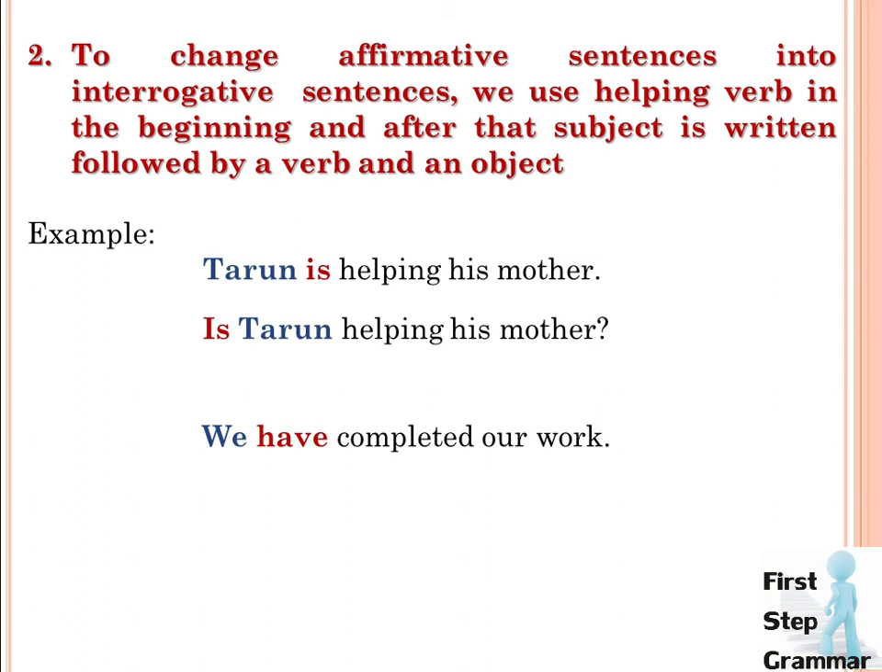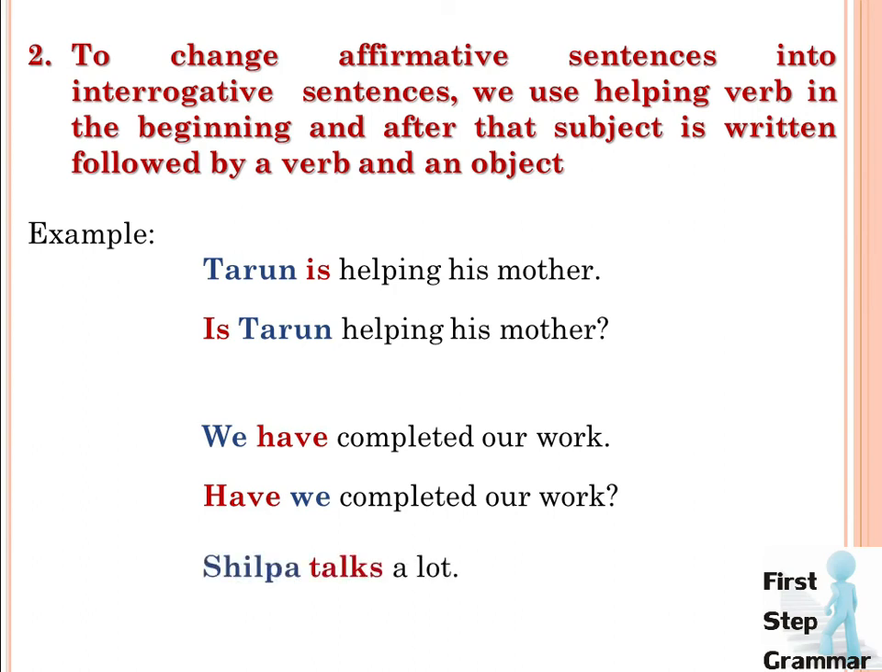Now here in this sentence you can see we is the subject and have is the helping verb, and if I want to change it into interrogative case, then have will come in beginning and we will be used after the helping verb have, and then we will use verb and an object. The same is here. Shilpa talks a lot.